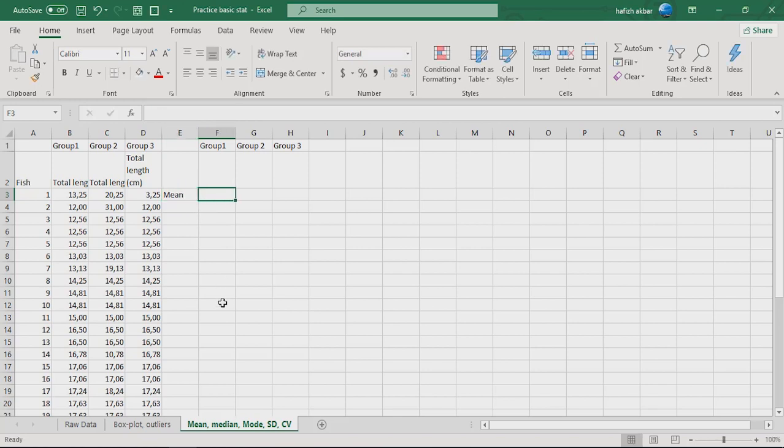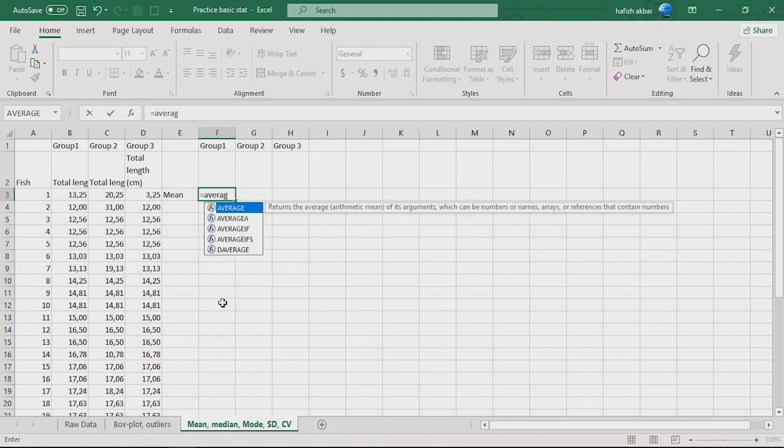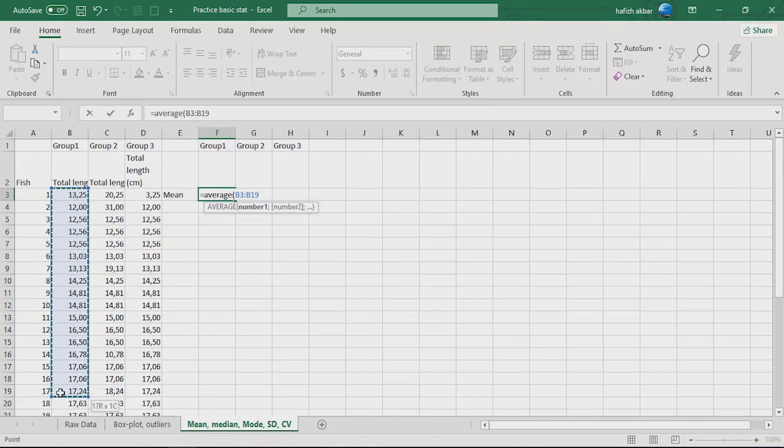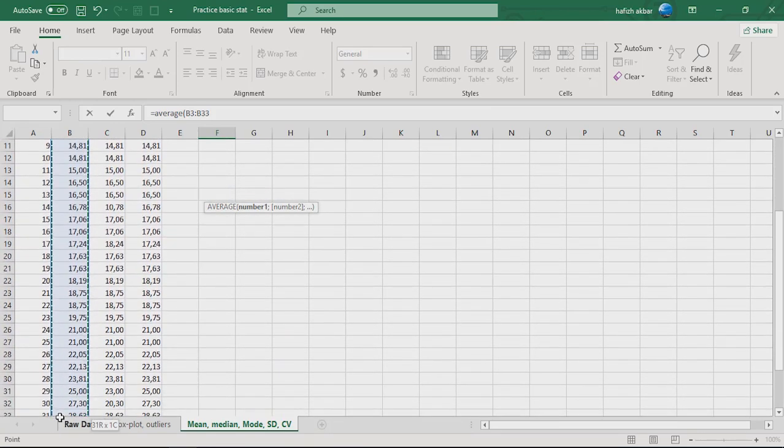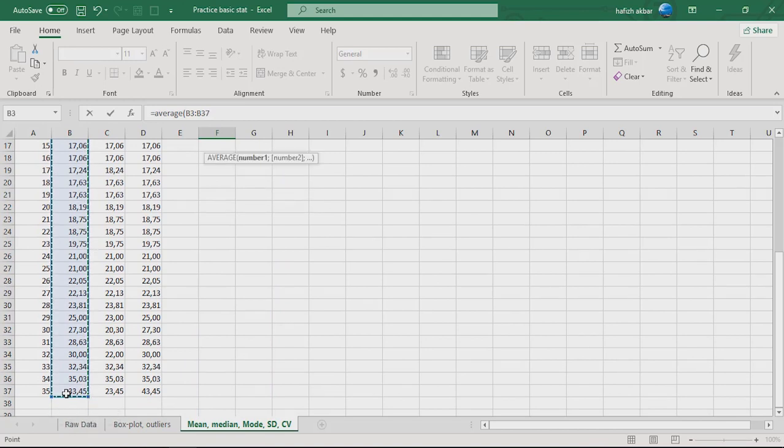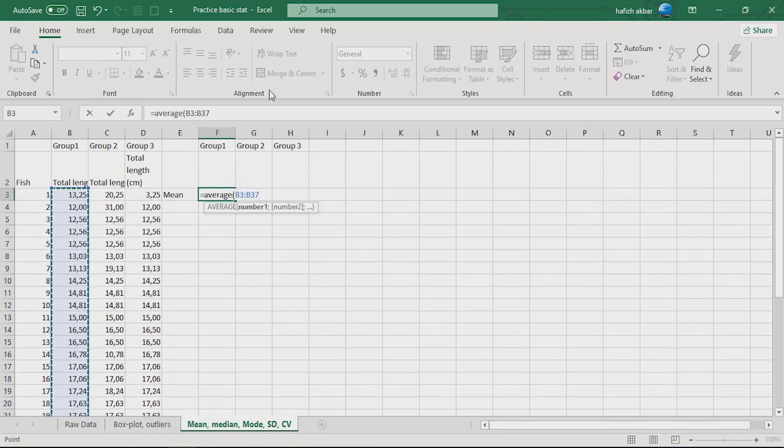So to calculate the mean, just simply enter equal, then average, in brackets, and select all the data from each group. In this case, we start from group 1. Then enter.